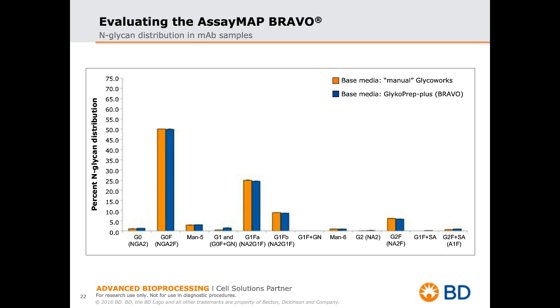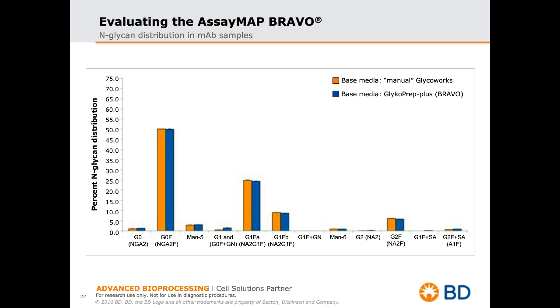Over the next few slides, I will detail the results of the comparison assessment. I will do this by showing the results of each sample type. Just as a reminder, the samples are 1. Base media, 2. Base media with peptone, and 3. Base media with CD supplement. This particular slide shows the data from the base media sample.